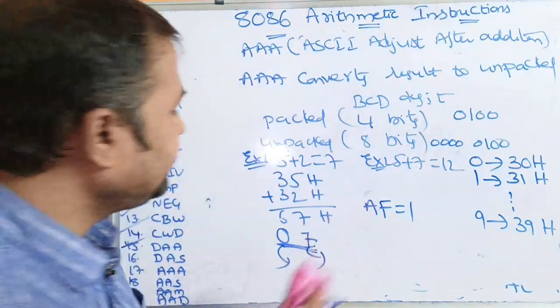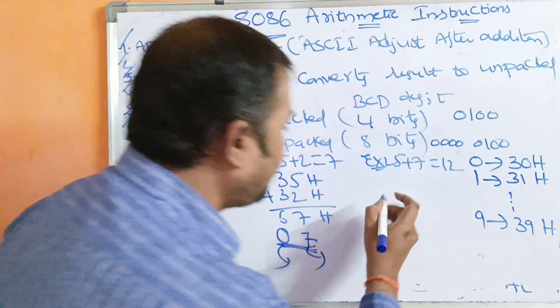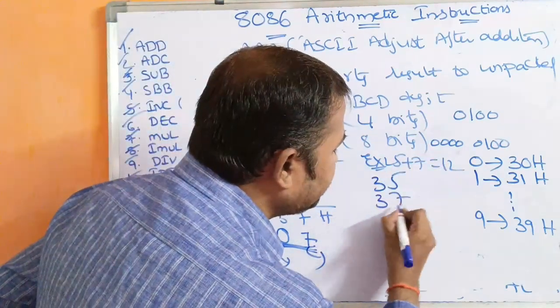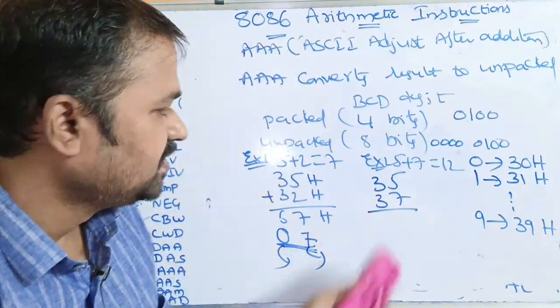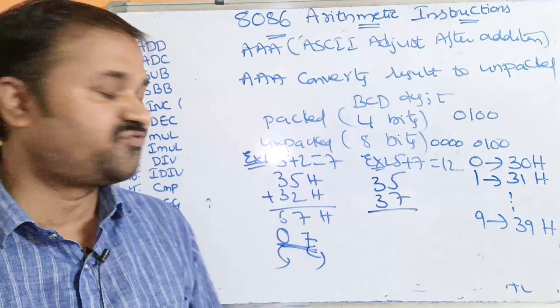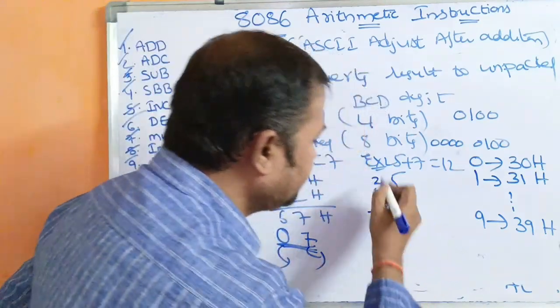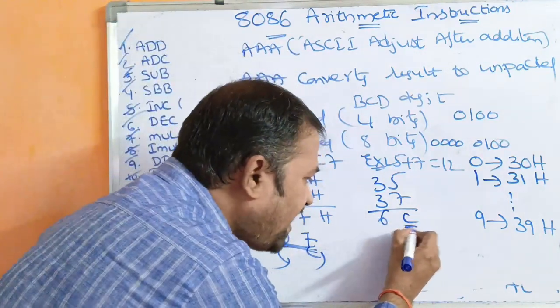Okay. Let us see one more problem, that is 5 plus 7 is equal to 12. For 5, the number is 35. For 7, the equivalent hexadecimal number is 37. So 5 plus 7 means what? 12. So 12 means C. 3 plus 3 means 6. Here, this is not a valid BCD number.